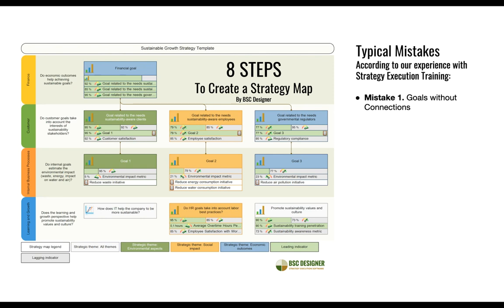Sometimes, like in this example, we have goals from the learning and growth perspective that are not specifically linked to any business goal on the map. And normally it means that this goal will contribute to all goals on the map in a certain way.